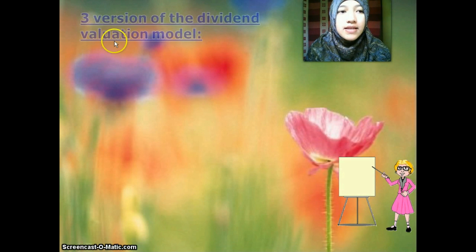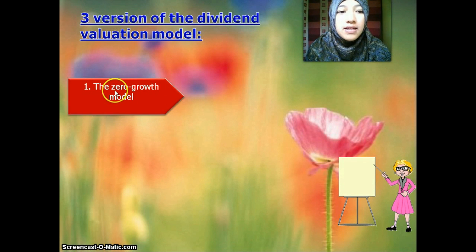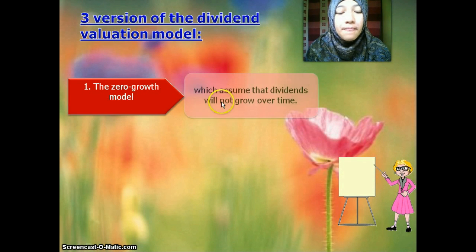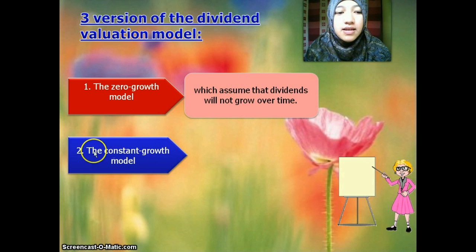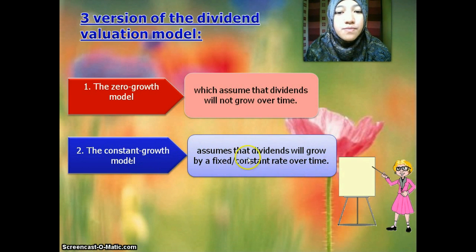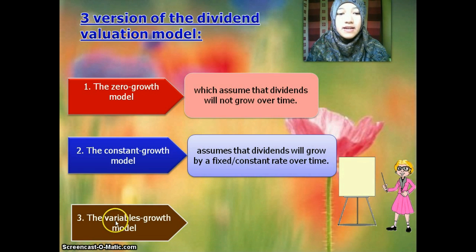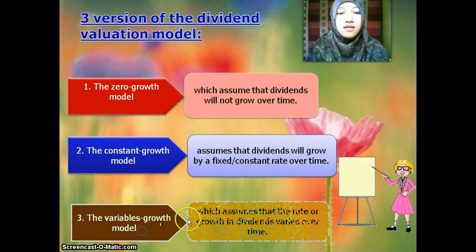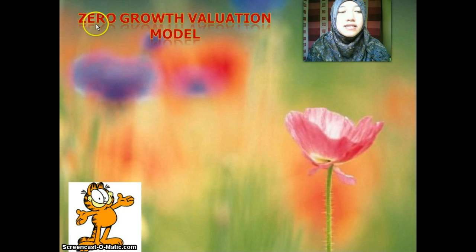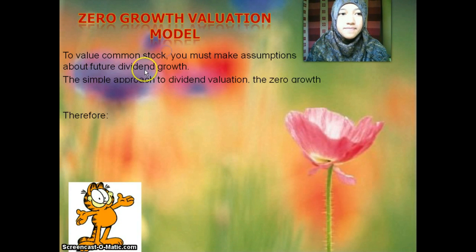Next, these are the versions of the dividend valuation model. The first one is the zero growth model, which assumes that dividends will not grow over time. The second, the constant growth model, assumes that dividends will grow by a fixed or constant rate over time. And the last one is the variable growth model, which assumes that the rate of growth in dividends varies over time.